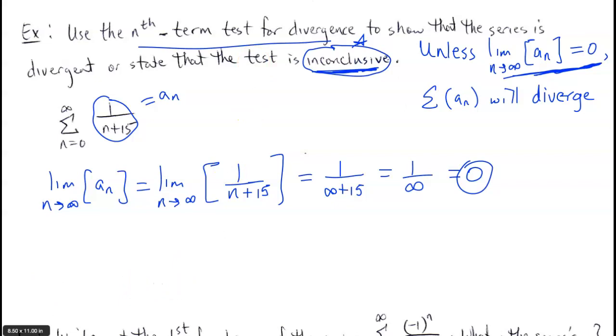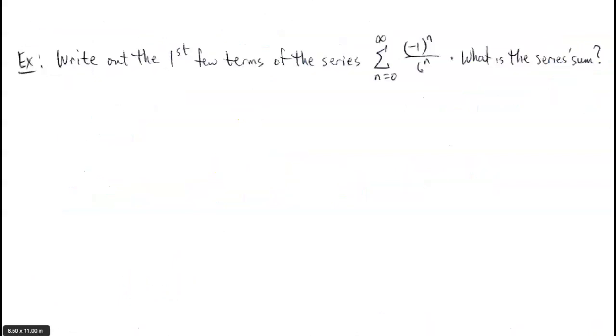Okay. All right, so let's look at our next example. For our next example here, we want to write out the first few terms of this particular series and then figure out what the series sum is going to be. So let's go ahead and do that. Of course, when n is 0 for this particular series, we'll just plug in 0 here and here. And of course, anything raised to 0 is 1. So this will be a sub 0, and this would be 1.